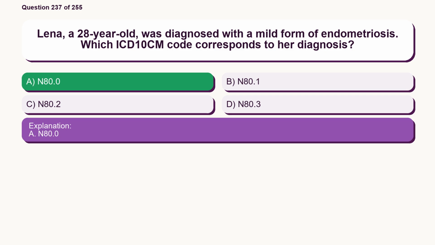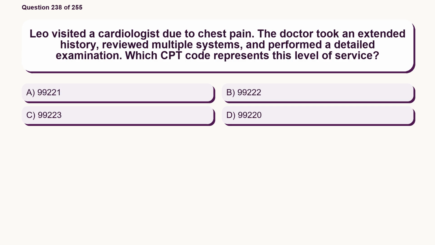Question 238. Leo visited a cardiologist due to chest pain. The doctor took an extended history, reviewed multiple systems, and performed a detailed examination. Which CPT code represents this level of service? Option A, 99,221. Option B, 99,222. Option C, 99,223. Option D, 99,220. The correct answer is option C, 99,223.